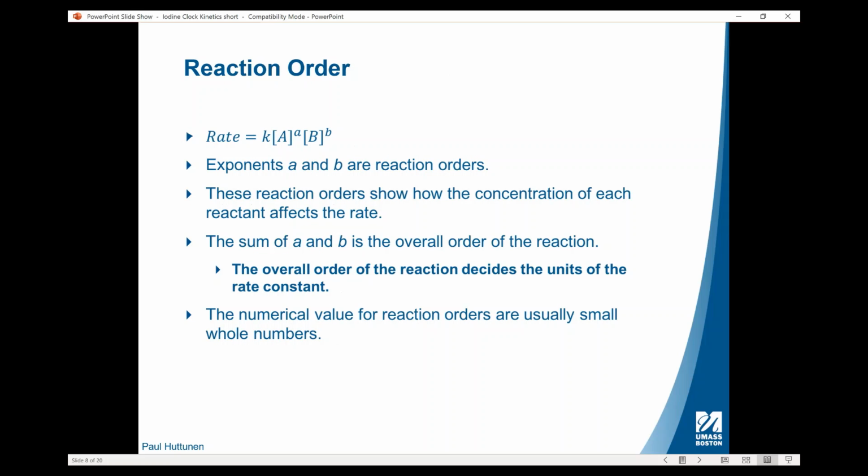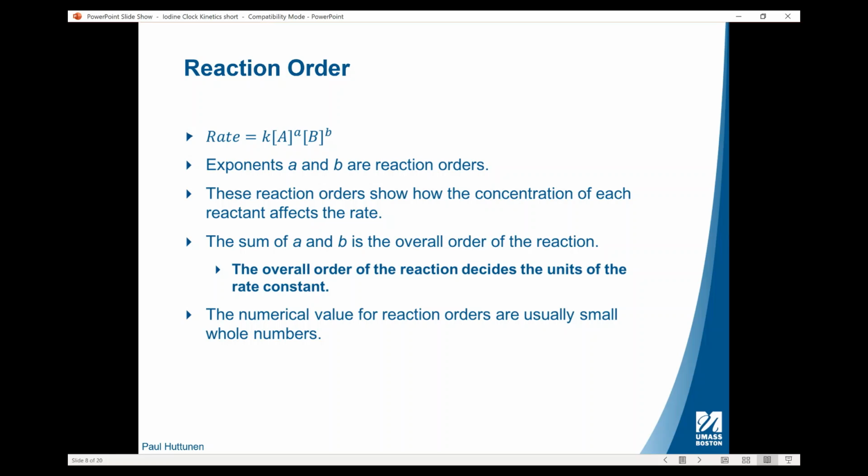Okay, so the reaction order. When we're looking at the rate equation, we have rate equals K times the concentration of A to the power of A times the concentration of B to the power of B. So A and B are the reaction orders. And the reaction orders show how the concentration of each reactant affects the rate. So the sum of A and B is the overall order of the reaction.